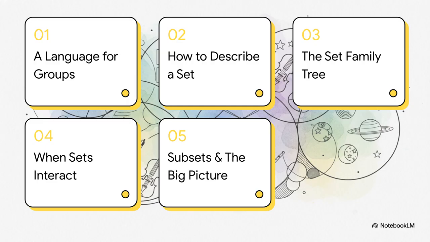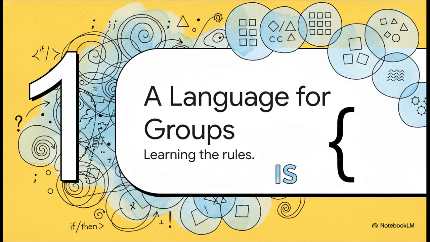Here's what we're going to cover. First, the basic language for groups. Then, how to actually describe a set. We'll meet the whole set family tree, see what happens when they interact, and then wrap up with the really cool big picture stuff. All right, first things first. We've got to learn the fundamental rules.